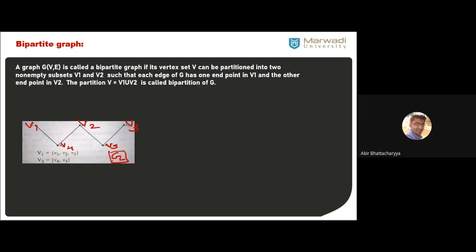But if I try to understand the concept of this graph, V1, V2, V3 is a partition. V4, V5 is another partition. So there are two partitions. The first partition, capital V1, is small v1, small v2, small v3. The second partition, capital V2, is equal to small v4, small v5.